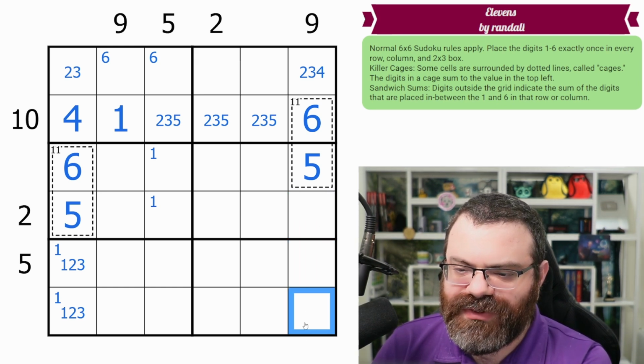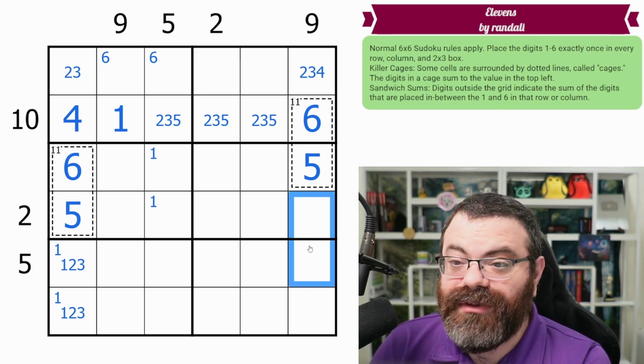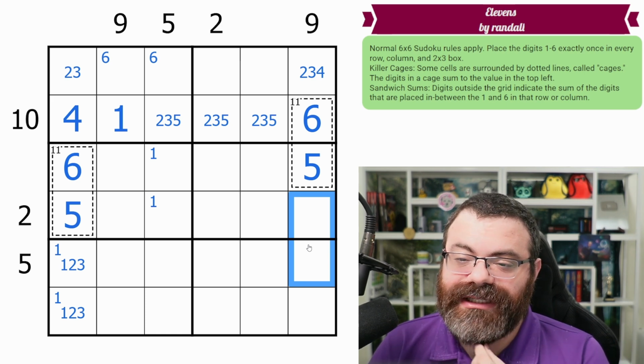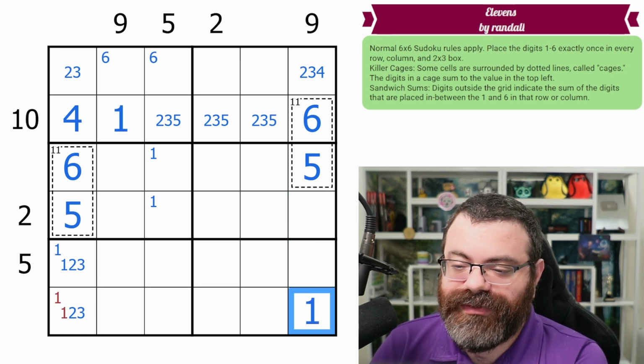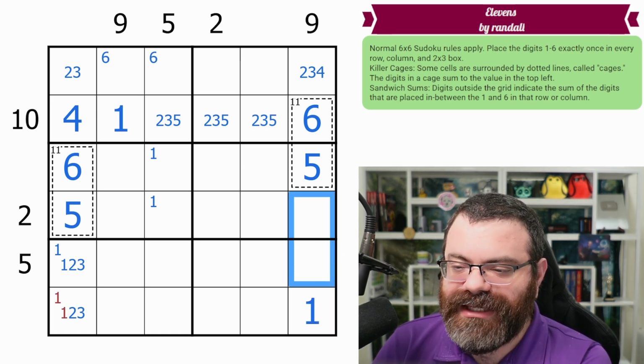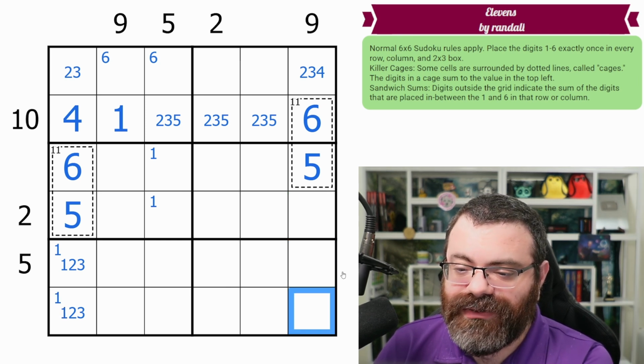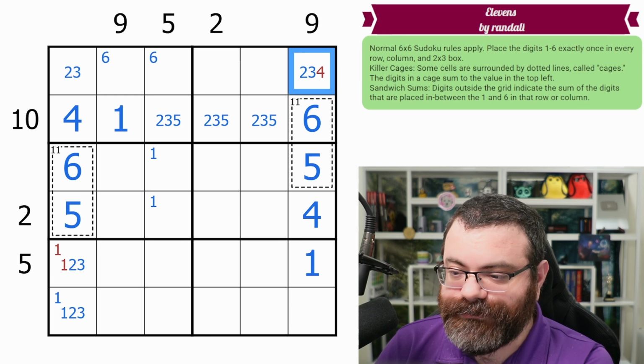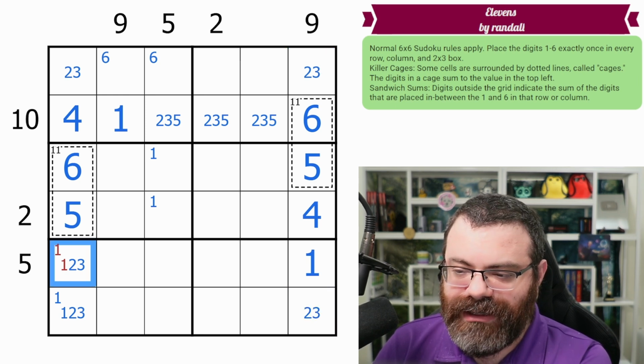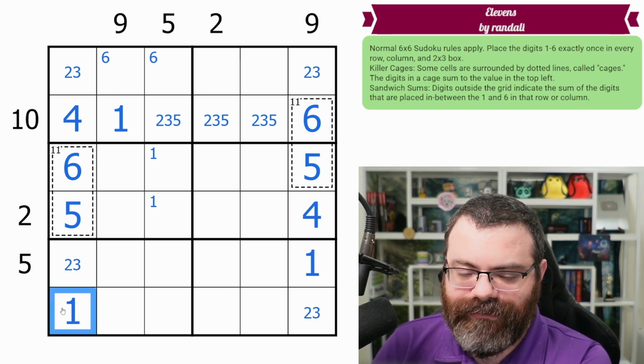That seems okay. If this is a 1, these add to 4. The only way to add to 4 in 2 cells is 1, 3, but the 1 would already be used, right? If I put the 1 here, how do we make these add to 4? Without using the 1, we can't do it. So this is the 1, this is a 4. Here's our 2, 3 pair. That places the 1 for this column.